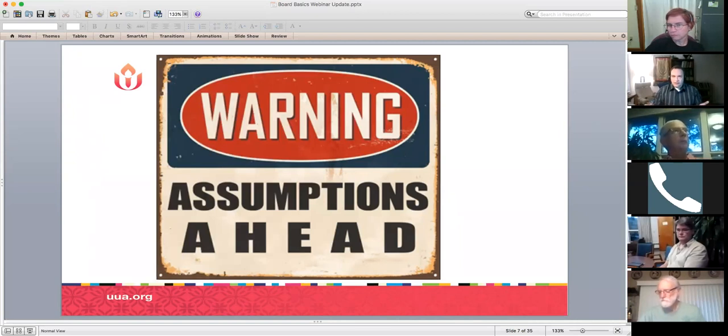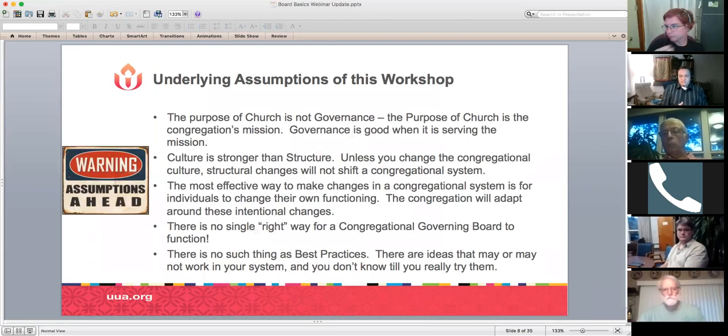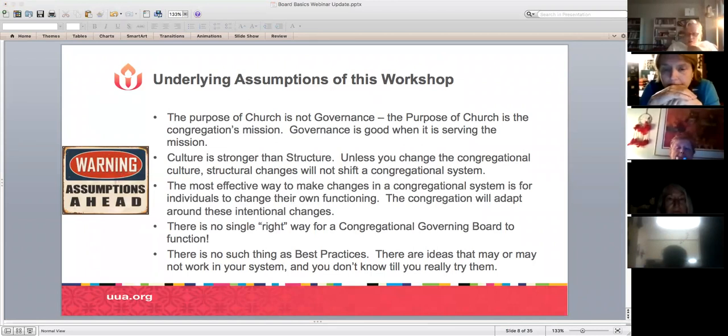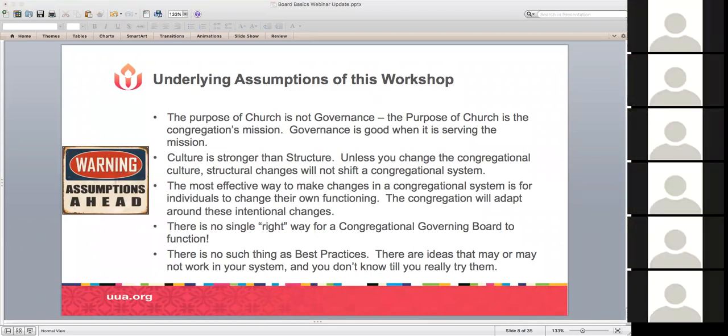The most effective way I've found, and this is the third assumption, to make changes in a congregational system is for individuals to change their own functioning. The best way that congregational systems adapt is by a group of people choosing to change how they act in the system. For anyone who has studied family systems theory, one of the lessons they teach is that the only person you can change in your family is you. And then other people adapt to the changes you make in yourself.